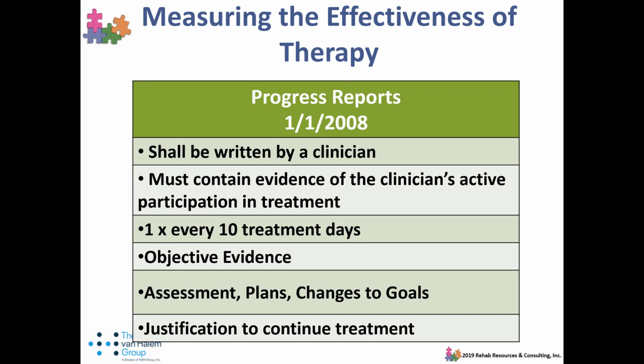The progress report should be done at least once every 10 treatment days. There should be objective evidence of progress. There should be an assessment and then a description of any plans or changes to the goals. Finally, there must be justification of why the therapist believes treatment should continue.